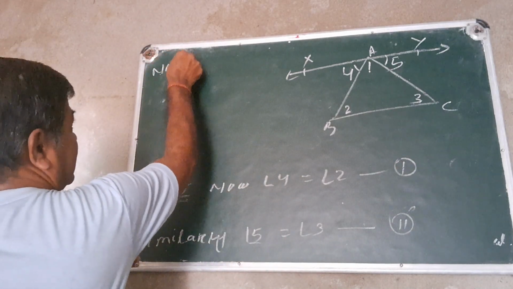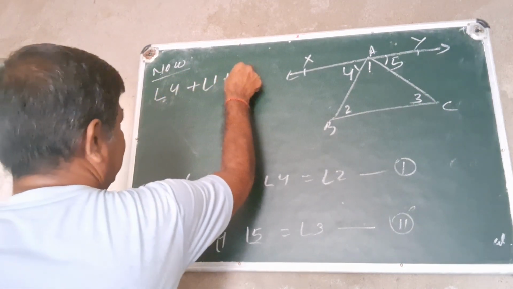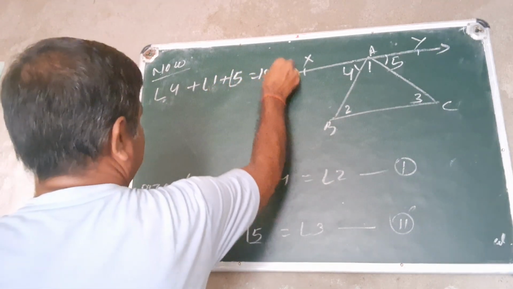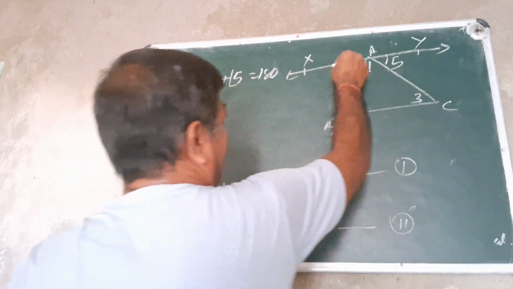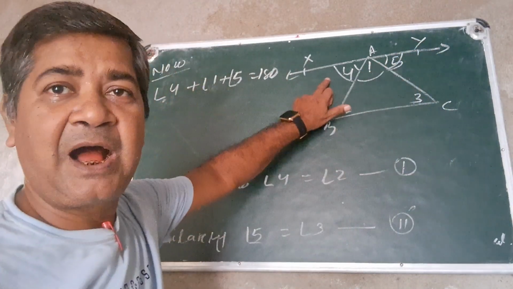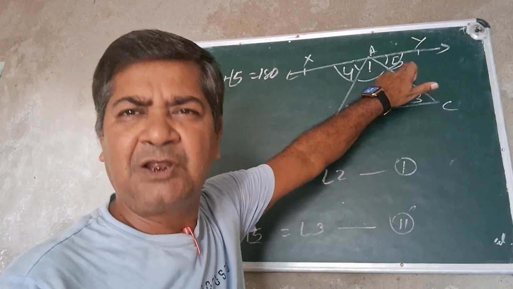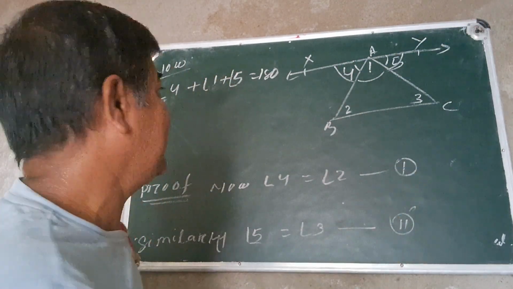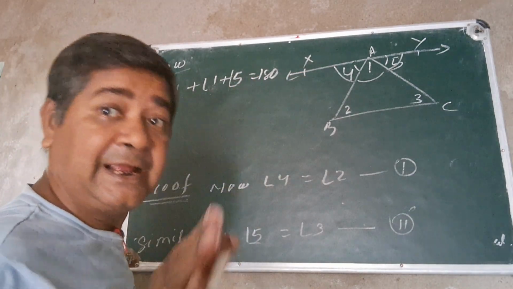Now, angle 4 plus angle 1 plus angle 5 equal to 180. All the three angles, angle 1, angle 4, angle 5, lie on the same straight line XY. That implies all the three angles sum to 180.